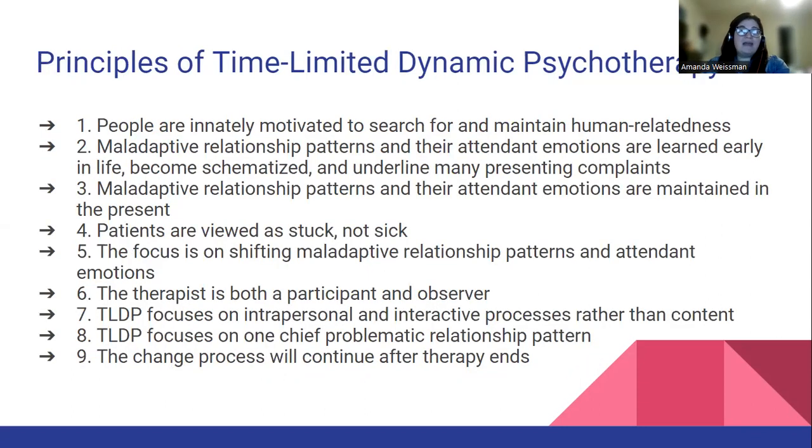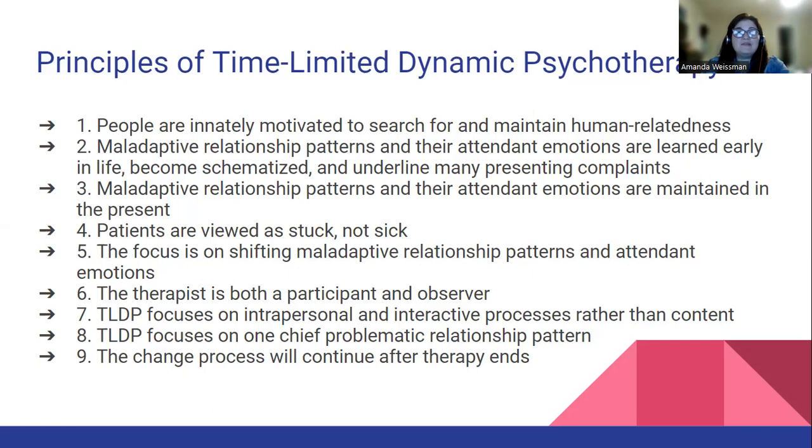I want to make sure we cover the major principles of TLDP as they guide and provide context to TLDP. The 9 basic principles are, first, that people are innately motivated to search for and maintain human relatedness. This is where attachment theory comes into play. Think of how an infant has an instinctive need to form an attachment with a caregiver. Next, maladaptive relationship patterns and their attendant emotions are learned early in life. They become schematized and underlie many presenting complaints. This means that an adult's relationship challenges with others stem from early experiences as a child with their caregivers.